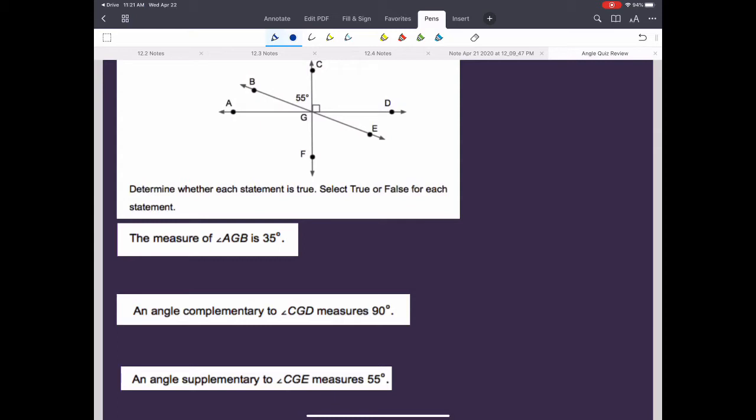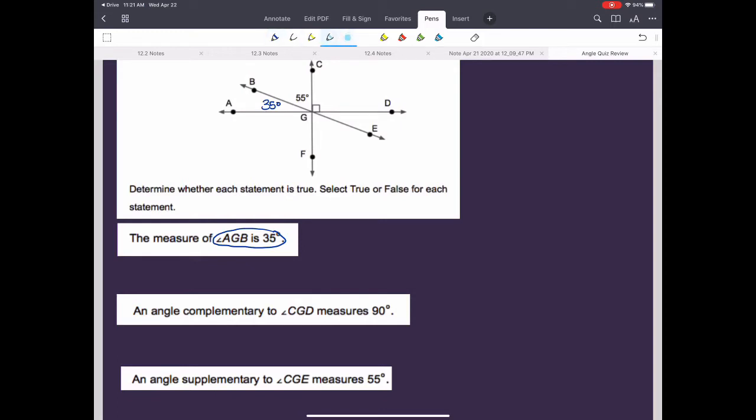For instance, this first bit of information says angle AGB. Well, angle AGB is right here. That's describing that angle, AGB. The measure of angle AGB is 35. Now this is a true or false question, and it's asking, is that true or is that false?